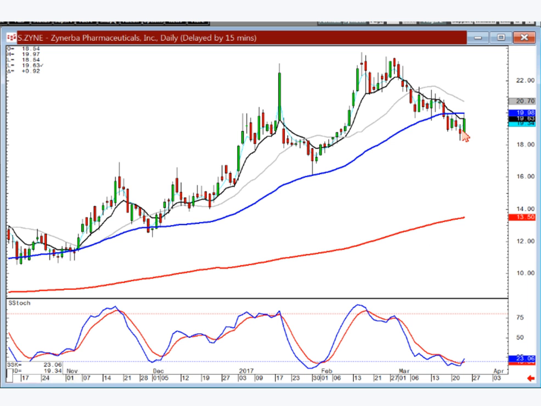ZYNE did a bullish engulfing signal. You can be a buyer of this one if it comes back up through the 50 tomorrow.